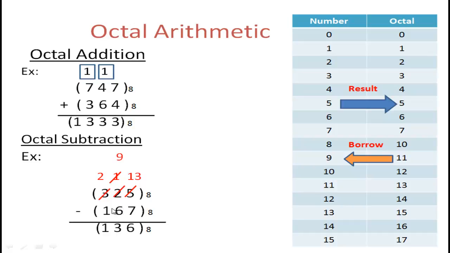So in order to subtract 6 from 1, you have to again take a borrow from 3. 3 will become 2, this will become 11, and 11 in the octal number system is the decimal number 9. So it is 9 minus 6, and it's 3. Further 2 minus 1 is equivalent to 1.